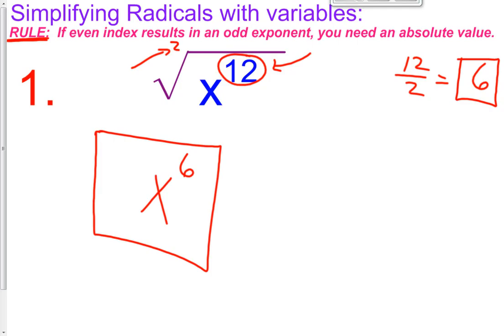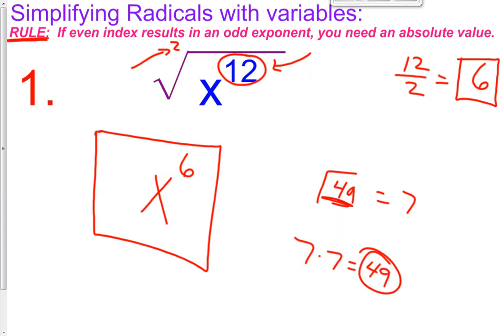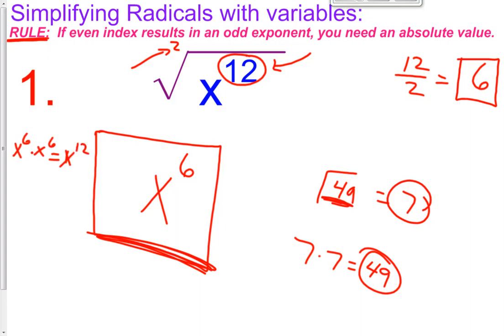Now let's just take a moment to see if this makes sense to you. If the square root of 49 is 7, okay, if we say 7 times 7, that equals 49. So 7 squared is 49, and the square root of 49 is 7. We could say the exact same thing with this x to the 6th right here. If I say x to the 6th times x to the 6th, that equals x raised to the 12th. So that means the square root of x raised to the 12th is x to the 6th. And that's exactly what we see right here.